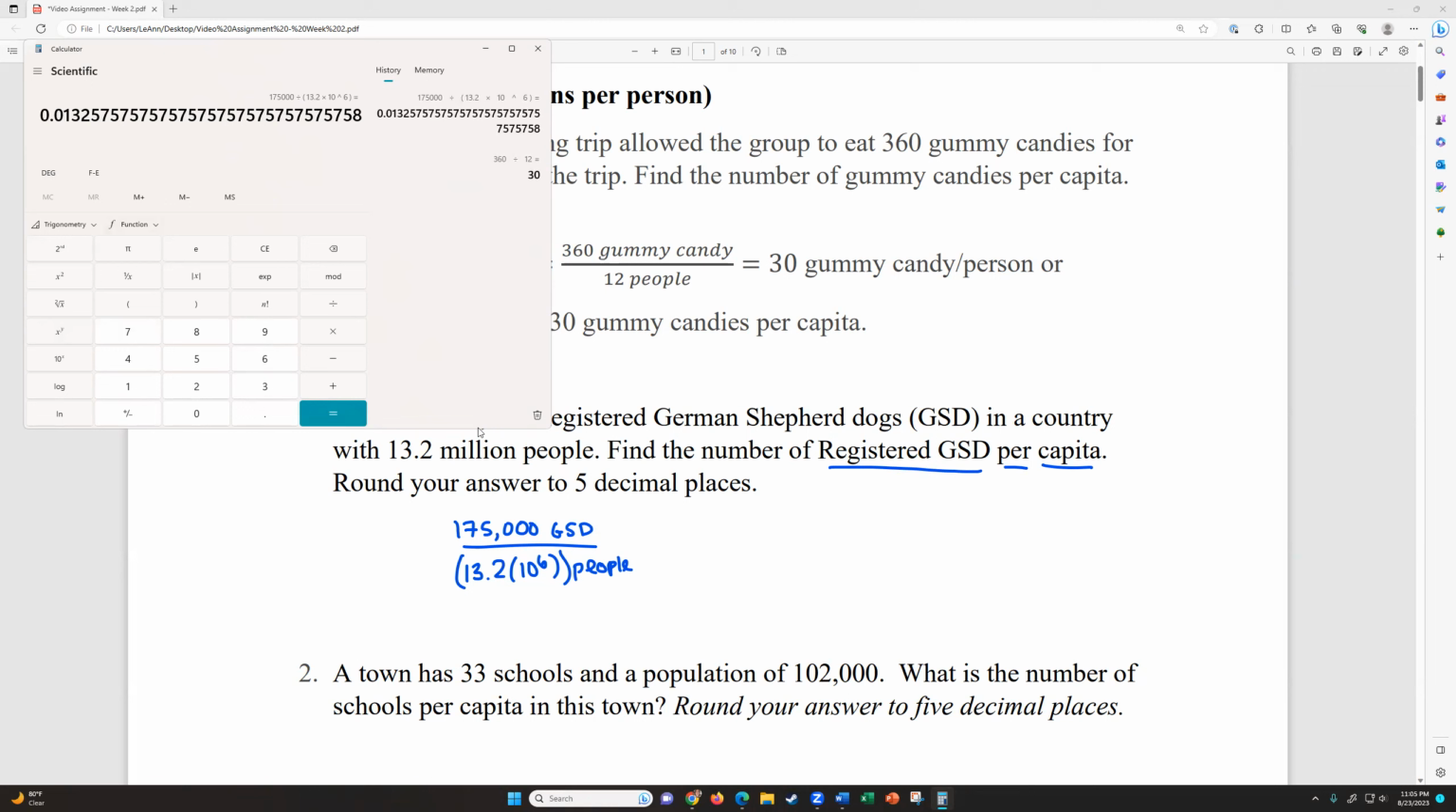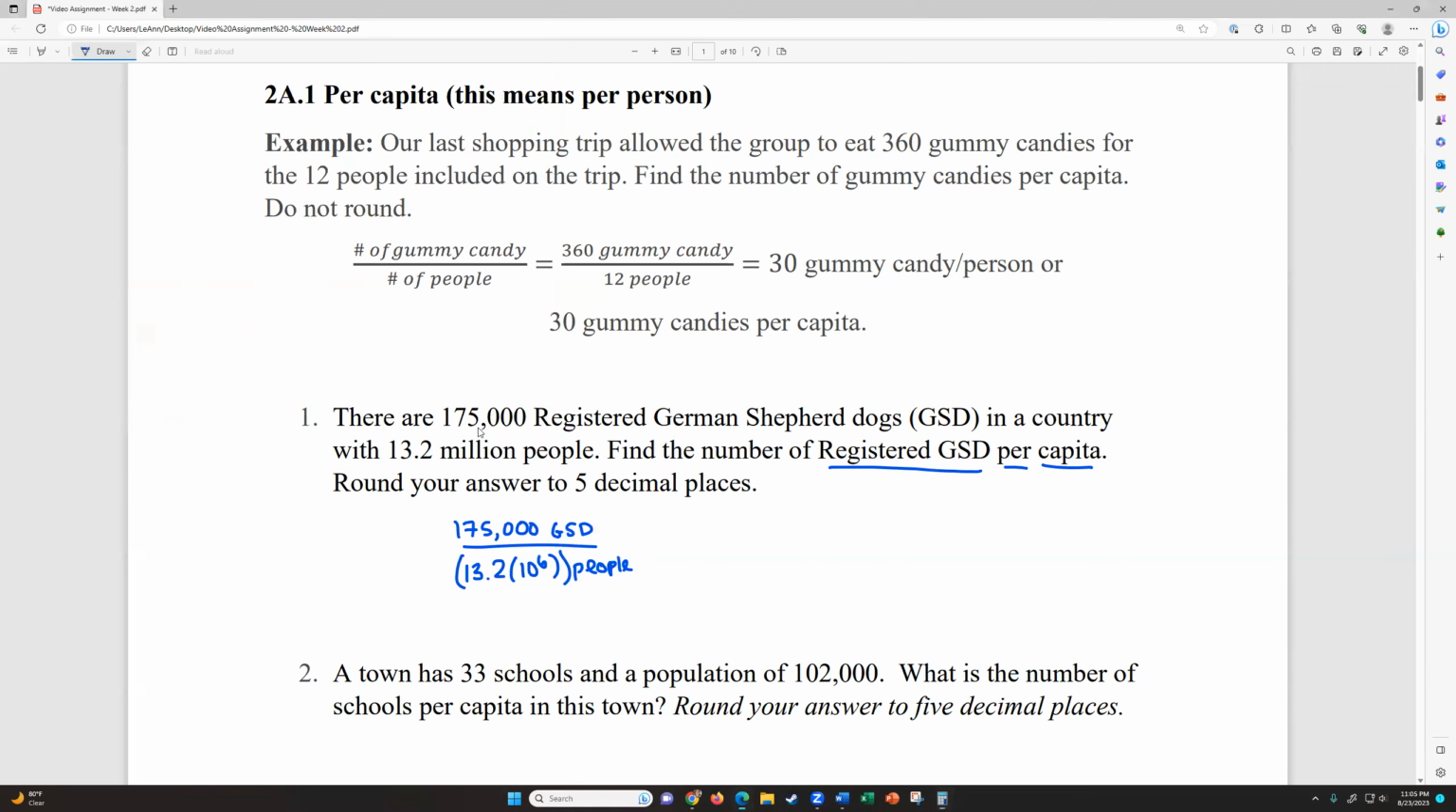So 0.0132, 5 is in the 5th place. So we look at the 7 behind it and that will bump it up. So this would round to 0.01326 German Shepherd dogs per capita or per person. Sometimes saying per person makes more sense to our brains. So this is what we would enter into our new module.